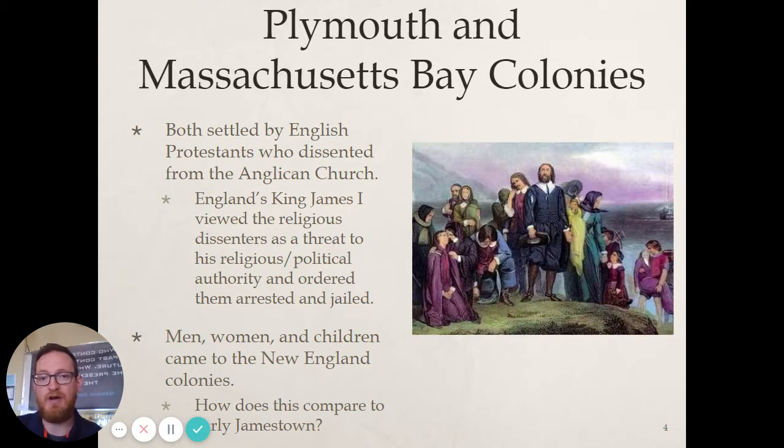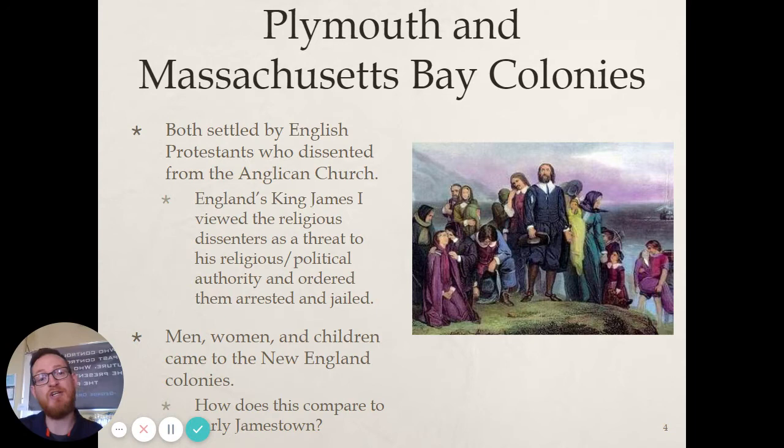So how did they get started? Plymouth and Massachusetts Bay colonies, both of these would be settled by English Protestants who dissented from the Anglican Church. King James I viewed these dissenters as a threat to his religious and political authority during that time and often ordered them arrested and jailed. So because of that, you're going to have men, women, and children come to the New England colonies.